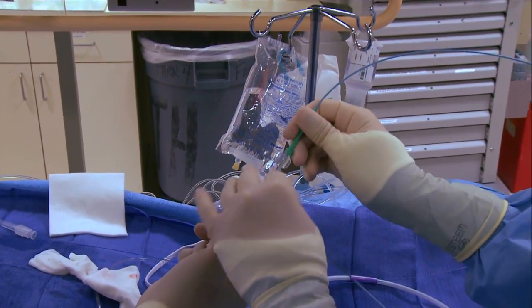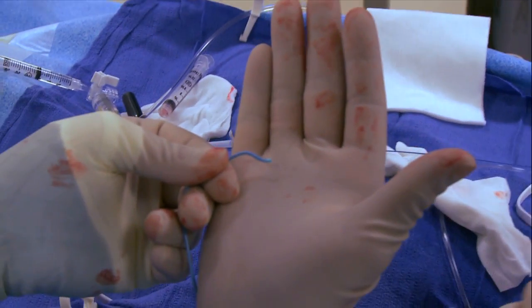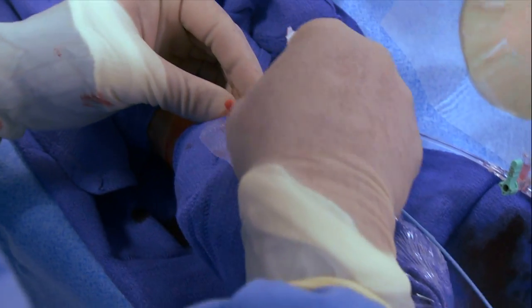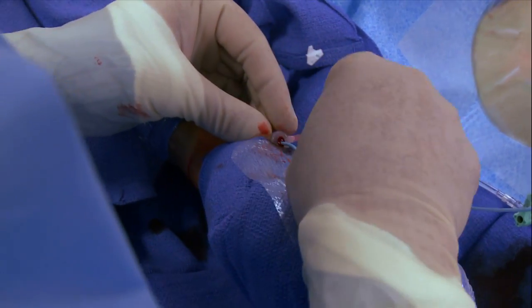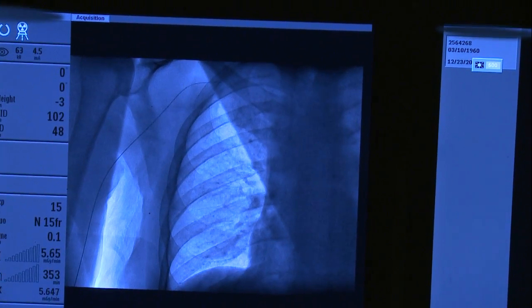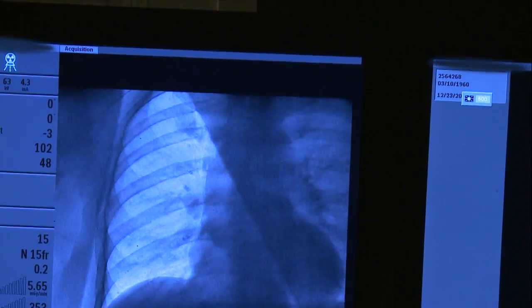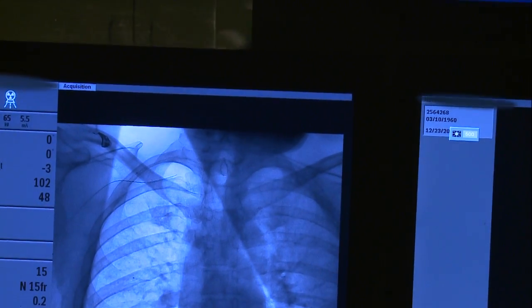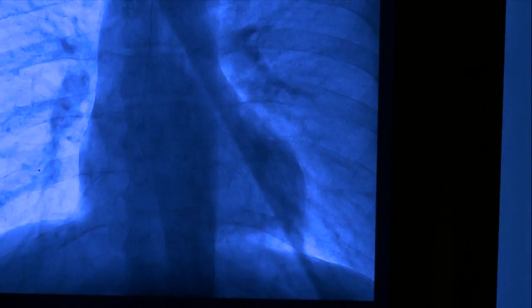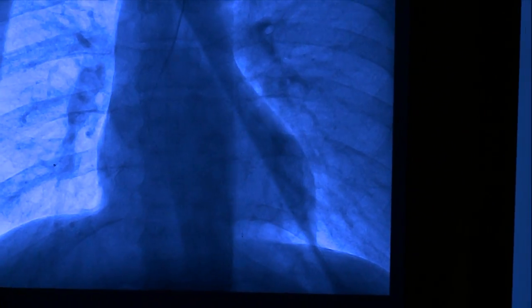It is through this sheath that we will advance a catheter and direct it under X-ray guidance to your heart arteries. When we use X-rays, the lights may dim in the laboratory while we find the correct position for these catheters.